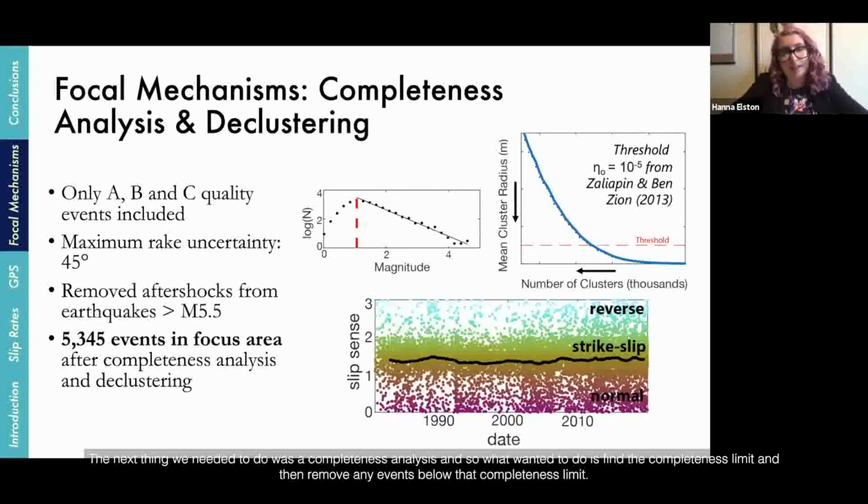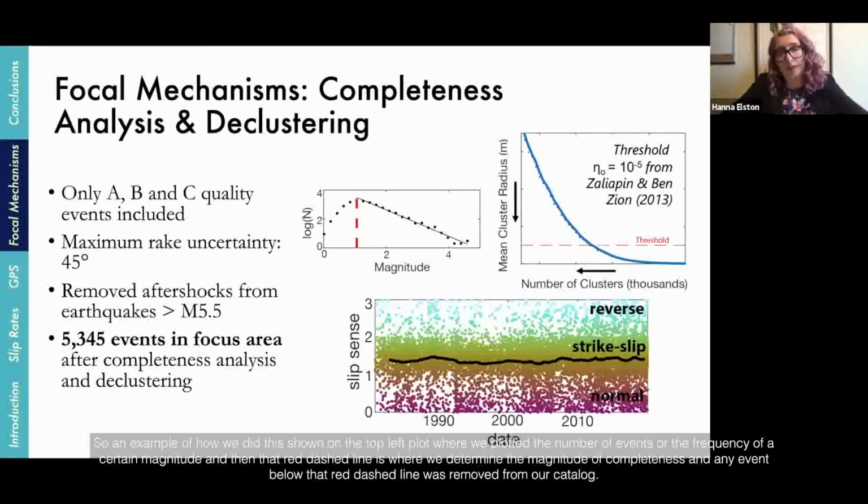The next thing we needed to do was a completeness analysis. What we wanted to do was find the completeness limit and then remove any events below that completeness limit. An example of how we did this is shown on the top left plot, where we plotted the number of events, or the frequency, of a certain magnitude, and the red dashed line is where we determined the magnitude of completeness. Any event below that red dashed line was removed from our catalog.